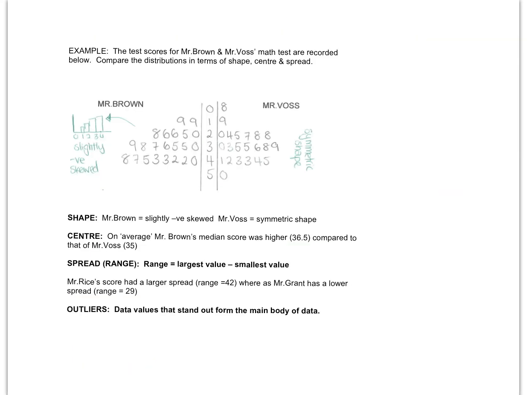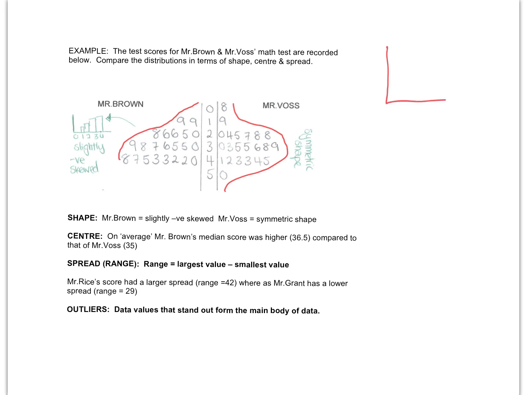So this was a back-to-back stem and leaf plot. The test scores for Mr. Brown and Mr. Voss's maths class were recorded below, and we compare the distribution. So we typed them in and had a look at the distribution. We could see that Mr. Voss's was symmetric. Now we see that in Mr. Brown's, it starts off low and then gets high.